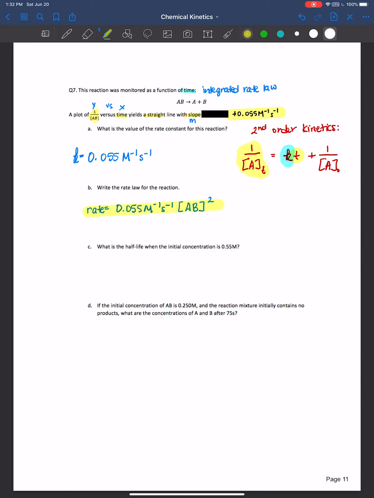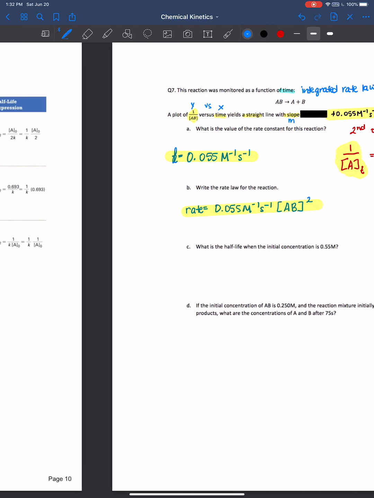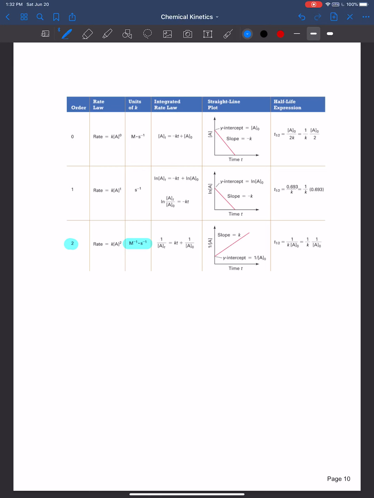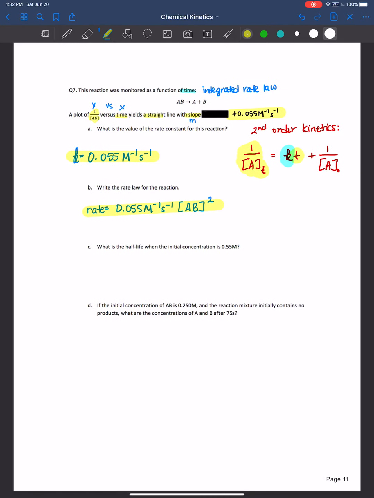All right. What is the half-life when the initial concentration is 0.55 molar? Now I will cover half-life in my next video, but since we're working this problem together, I will show you how to work it. Whenever you want to calculate half-life, you want to look up the correct formula. Since it's second order kinetics, if we go back to this page here, we see that the half-life is equal to 1 over k times the initial concentration of the reactant. So I'm going to write that formula down.